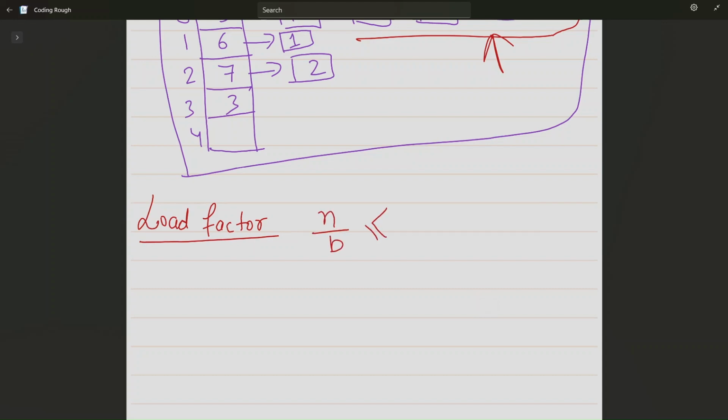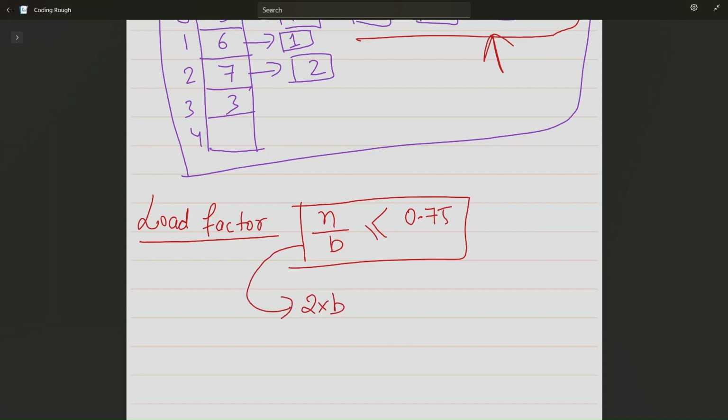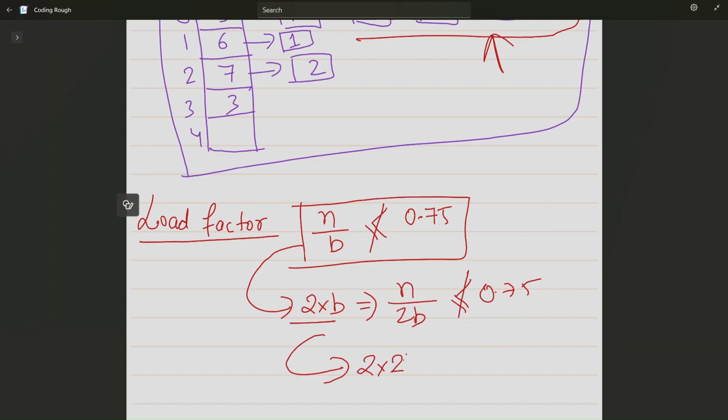If this condition is not satisfied, then you have to double the size of b and recalculate the values. After doubling, again check n by b against 0.75. If it is still not less than 0.75, you have to double the bucket size b again. And what is b? I will tell you. So it will be n by 4b less than or equal to 0.75.